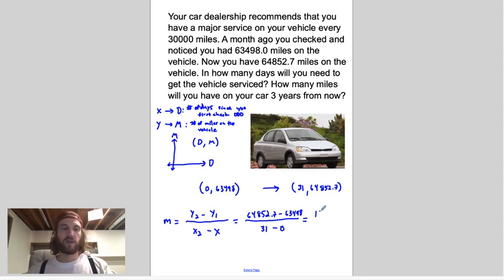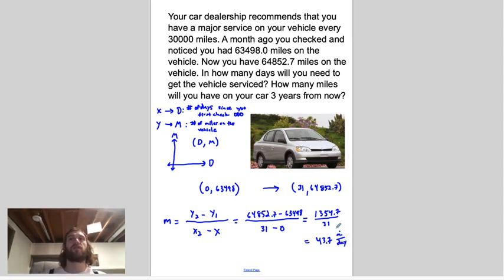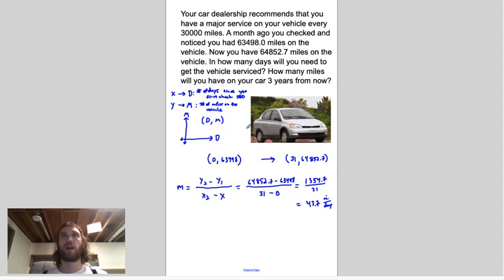That is 1,354.7 over 31. So if we take that number and divide by 31, we get 43.7. Now what are the units of our y? What are the units in the top? That's miles per the unit at the bottom, day. So every day that passes, you're basically driving an average of 43.7 miles. That's quite a bit of driving. Maybe you have a little bit of a commute.